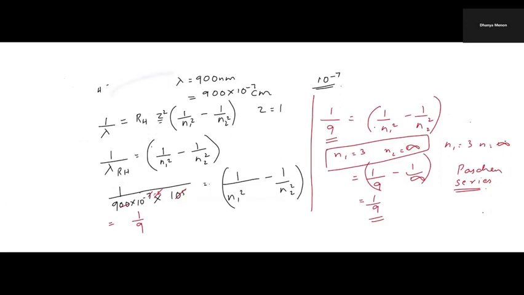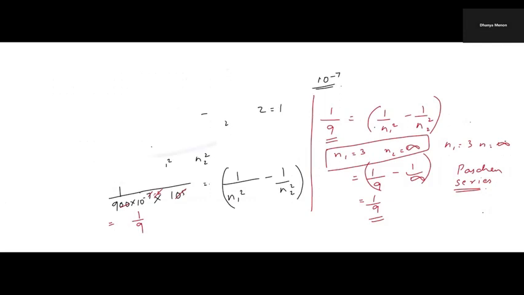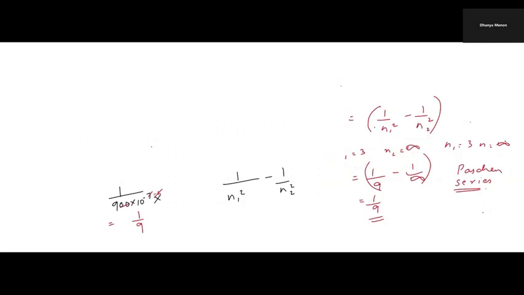So what does the n value suggest? The principal quantum number n. What does it tell you about? It tells you about the energy of orbitals, right? Higher the value of n, more is the value of energy. More is the energy of the orbitals, right?